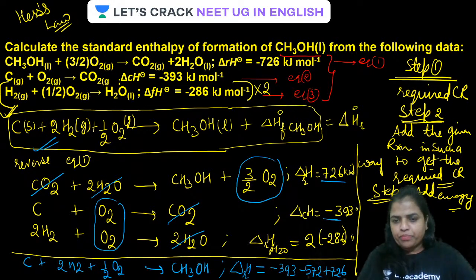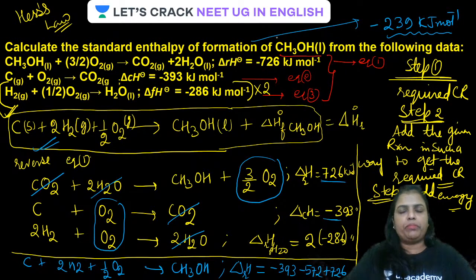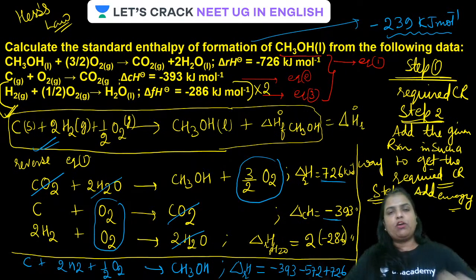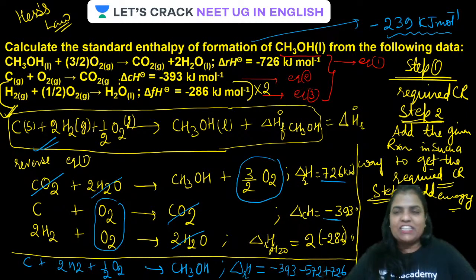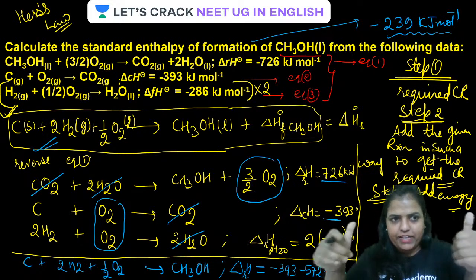Yes, on adding this, minus will be added up together. From that, you have to subtract 726. This value is going to come as minus 239 kilojoule per mole. Clear? This is the standard enthalpy of formation of methanol. I'm repeating, this is the standard enthalpy of formation of methanol. It is minus 239 kilojoule per mole. All done? Clear? Everything is getting here? Well done, guys.